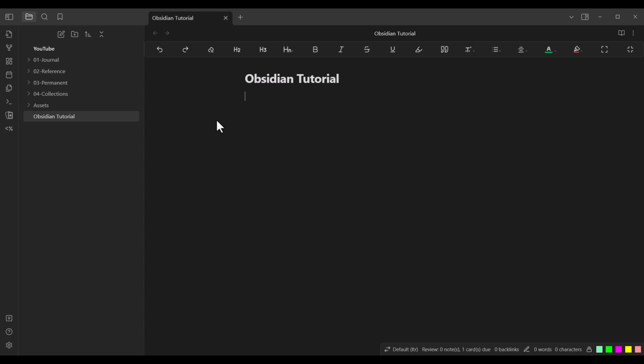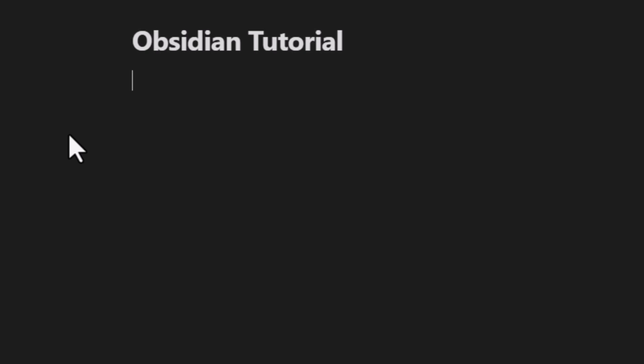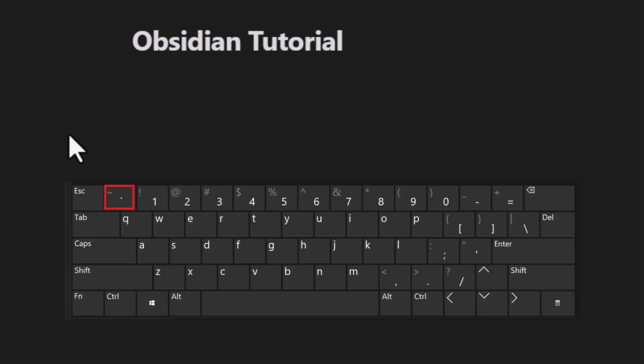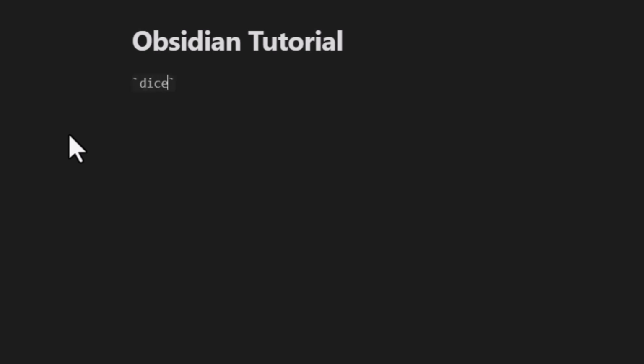So let's start with the first example, which is rolling a dice. And in order to do so, that's very easy. First of all, I should press the back tick key on my keyboard, and here I should simply type dice and a colon and a space, and here I simply type 1d6. It means that I want to generate a random integer number between 1 to 6, because as you know, a dice has 6 sides, and rolling a dice is equivalent to generating a random integer number between 1 to 6.